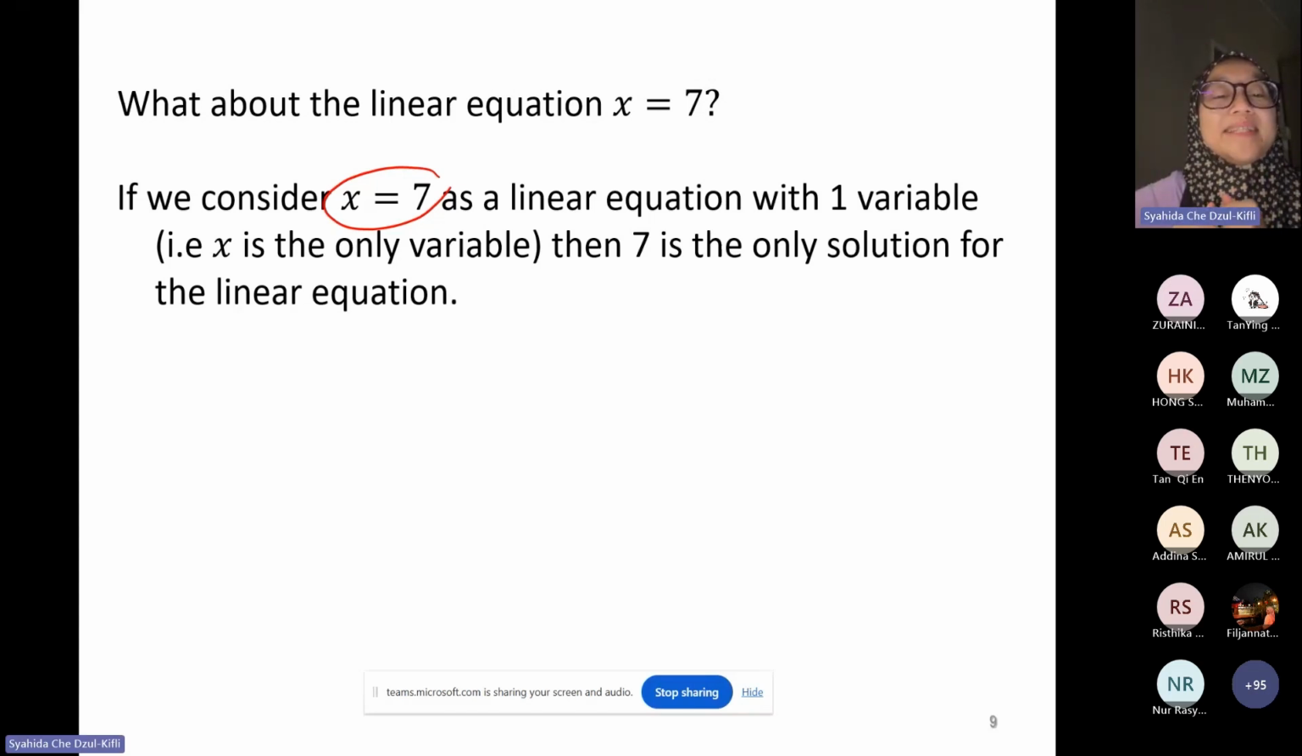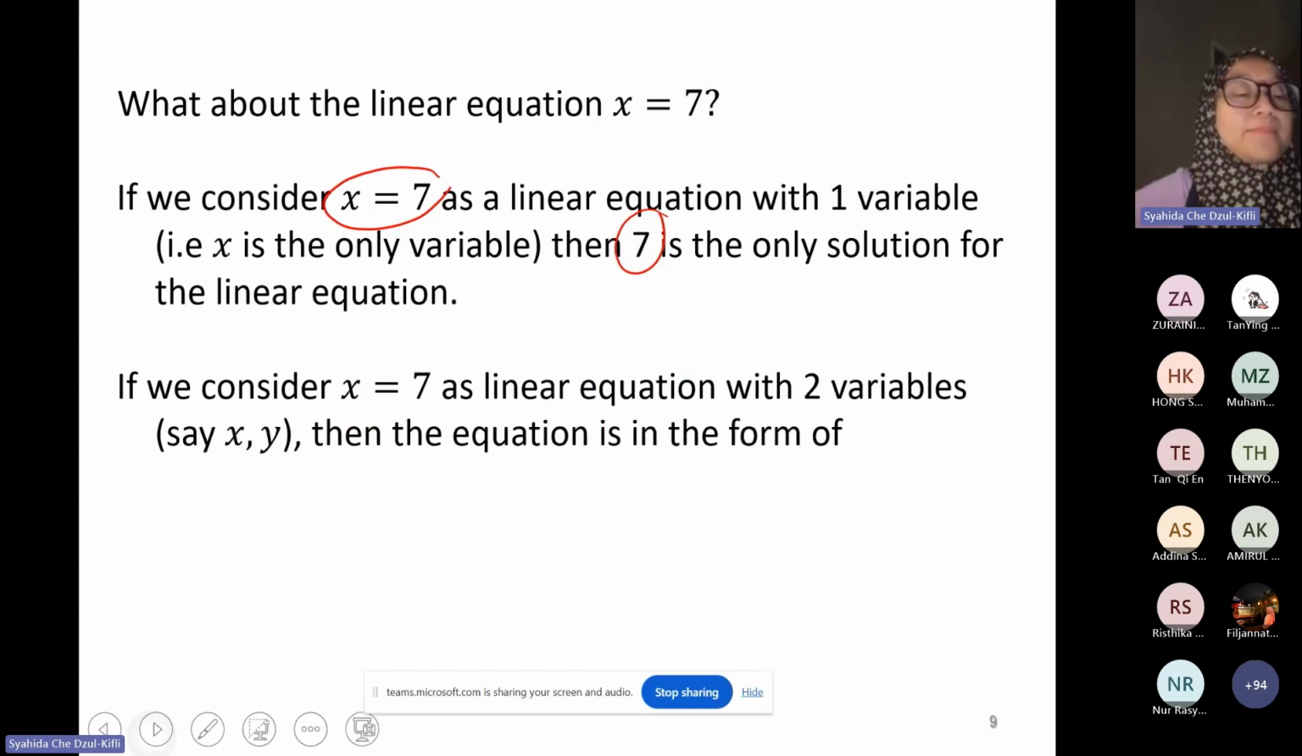Then this equation has only one solution, which is 7. Whenever the equation consists of only one variable, the only solution is 7. So it has a unique solution. The solution is in one component only because we have one variable.